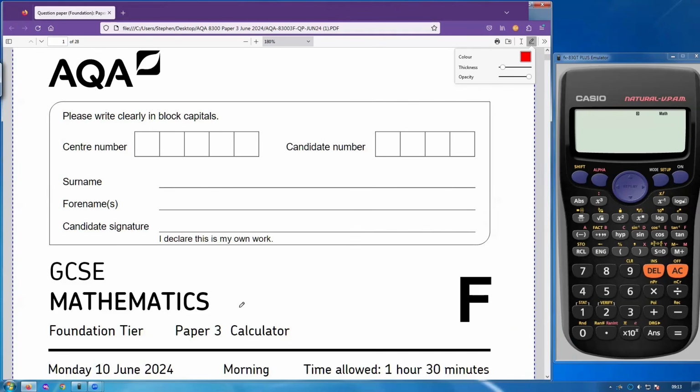Hello everyone, we've got this paper and it's a calculator one, so that's good. It's paper 3 from June 2024 and it's the foundation level.